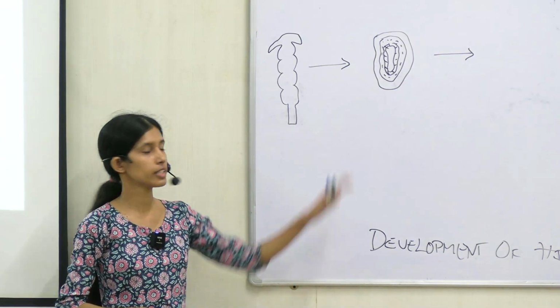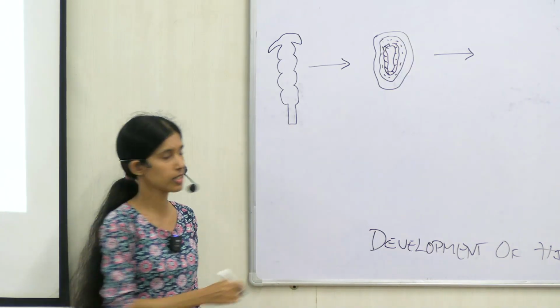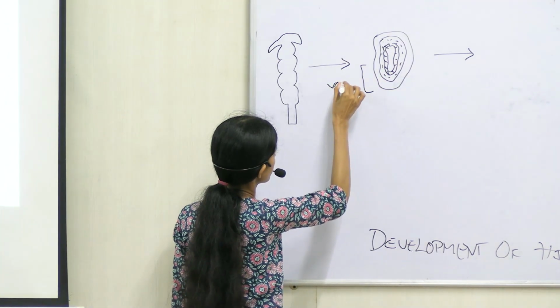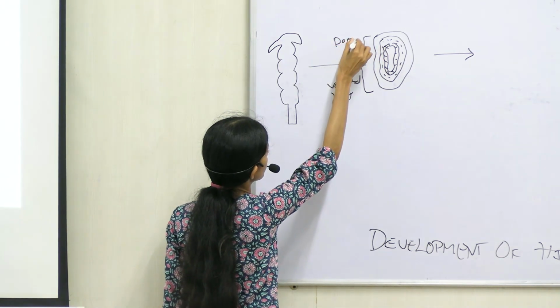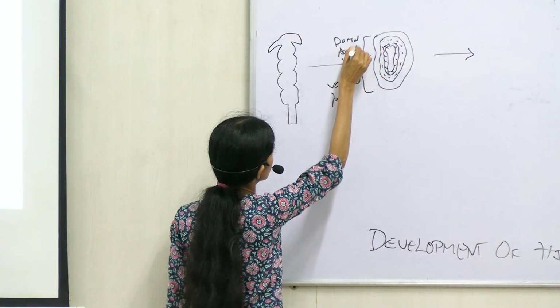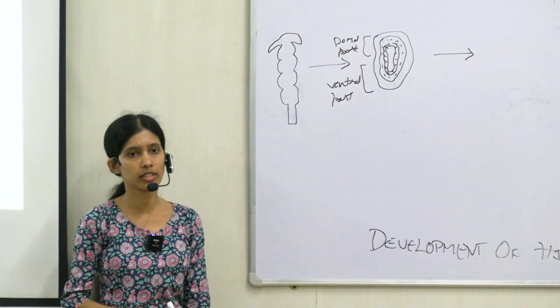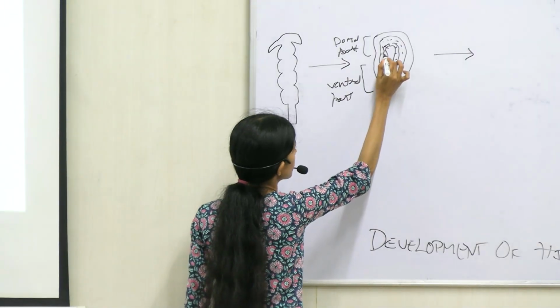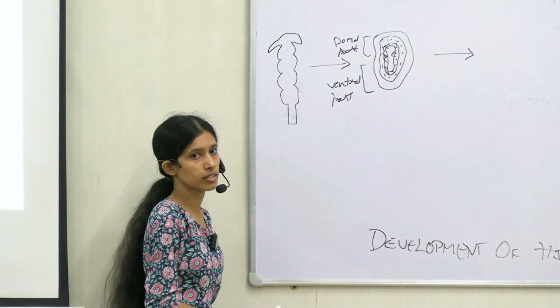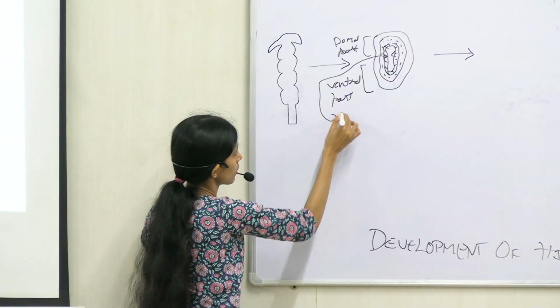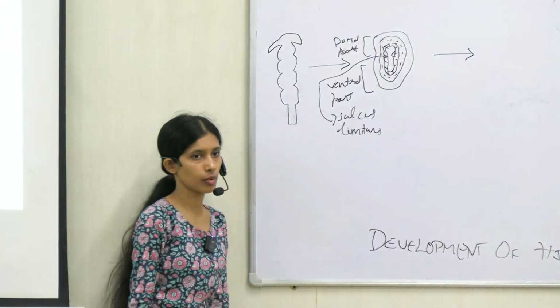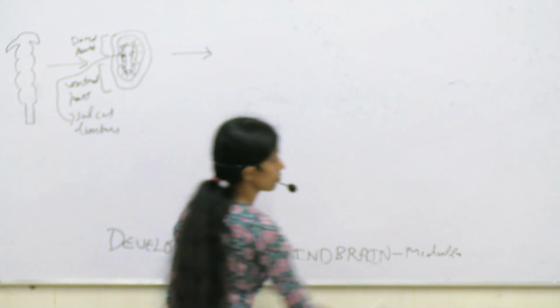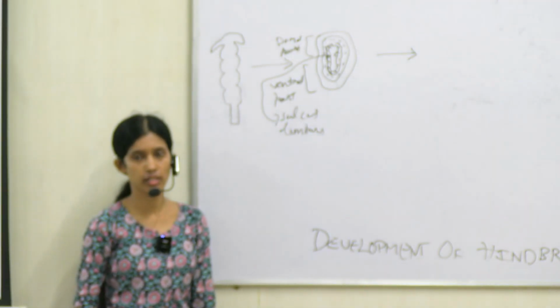So we all know only the ventral part will grow larger in size. This is the ventral part and this will be your dorsal part. The structure which divides your ventral and dorsal part is called what? It is called sulcus limitans. That is called sulcus limitans.